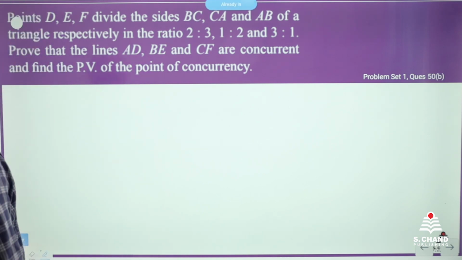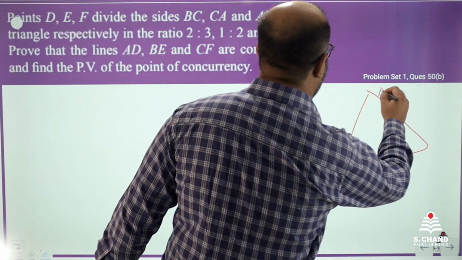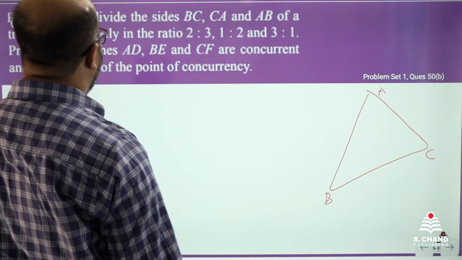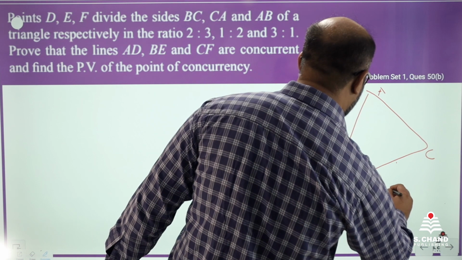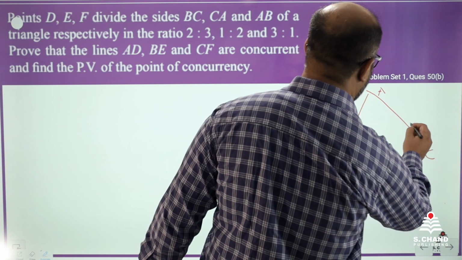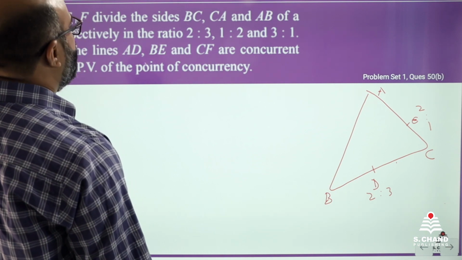Points D, E, F divide the sides BC, CA and AB of a triangle respectively in the ratio 2:3, 1:2 and 3:1. Prove that the lines AD, BE and CF are concurrent and find the position vector of the point of concurrency. So we have triangle ABC. Point D divides BC in the ratio 2:3. So D is here, it is dividing it in the ratio 2:3. CA in the ratio 1:2. E is dividing CA in the ratio 1:2. And F is dividing AB in the ratio 3:1.